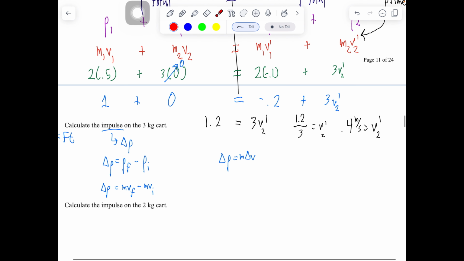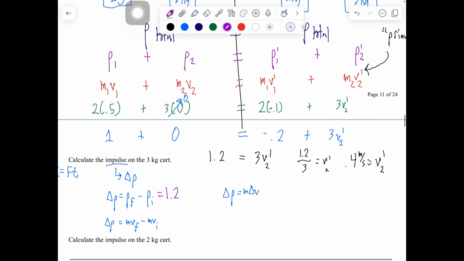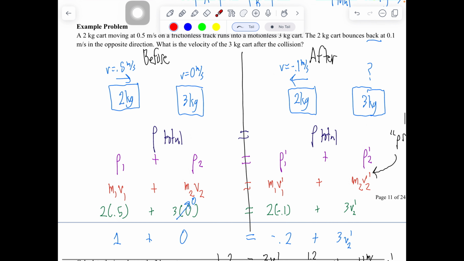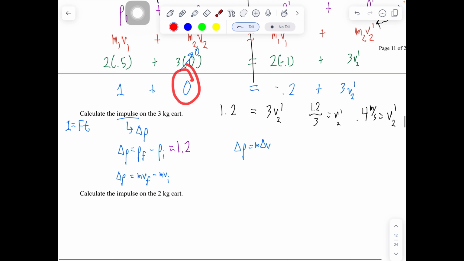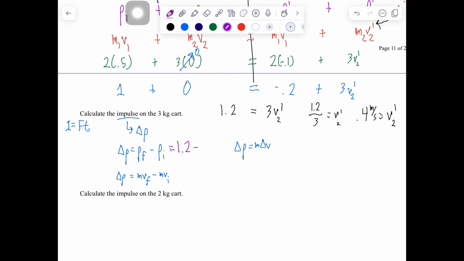on that object. So we can write that out. Okay. 1.2 for your final momentum. What was the initial momentum? That's right here. It's not moving. Its initial momentum was 0. So we get your change in momentum, your impulse, being a positive 1.2 kilogram meters per second on your 3 kilogram cart. Let's do it the other method, right?